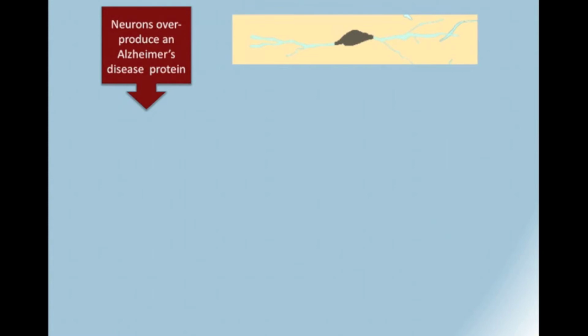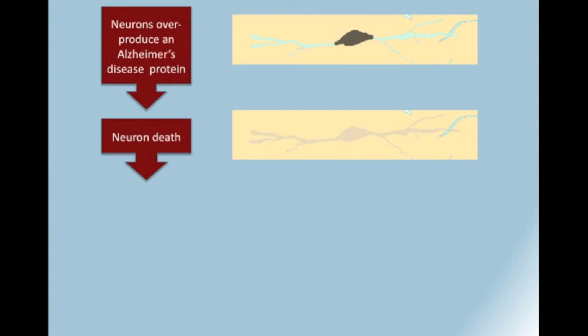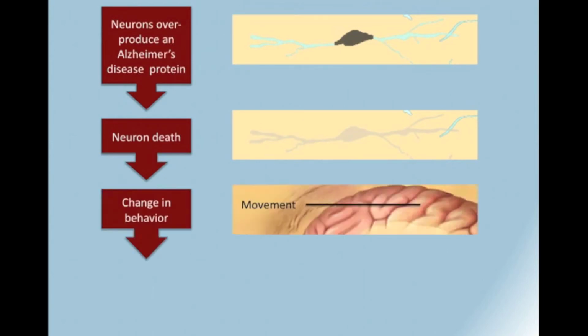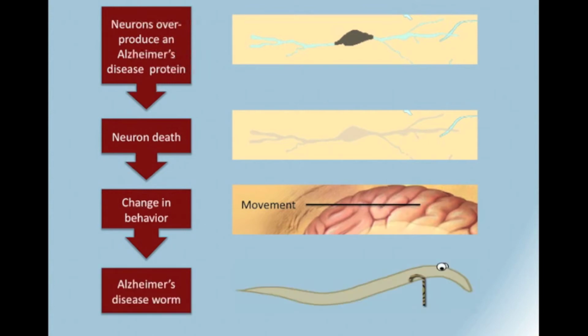To model this disease in worms, we must first replicate the abundance of the abnormal AD protein. Second, the corresponding death of the neurons, and ultimately the change in behaviors previously controlled by the dead neurons. The Alzheimer's disease worm bears all of these hallmarks, making it a useful model to study this disease.